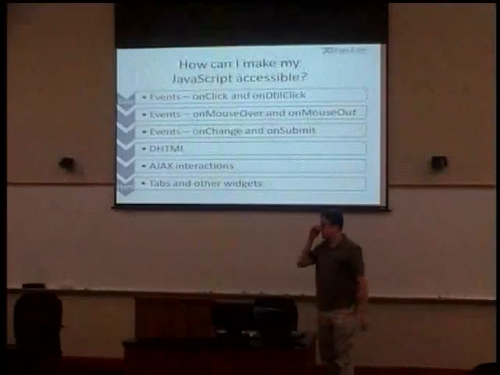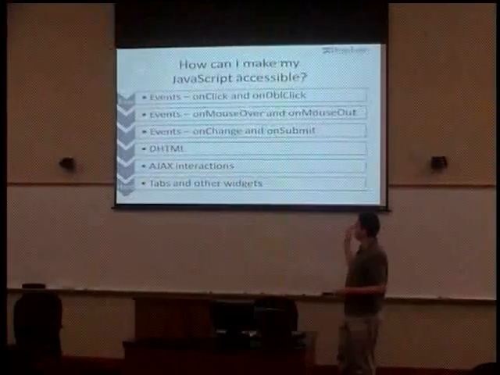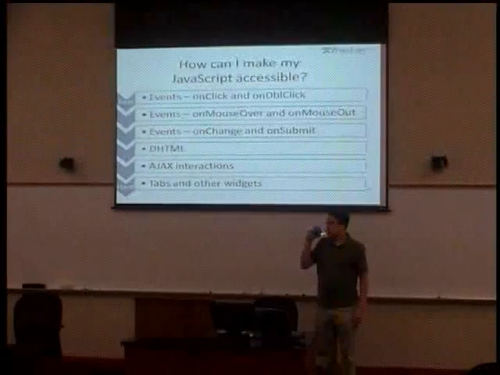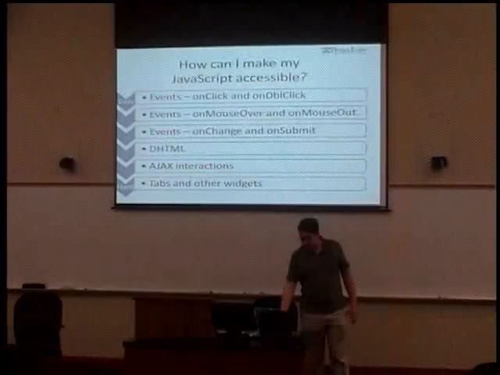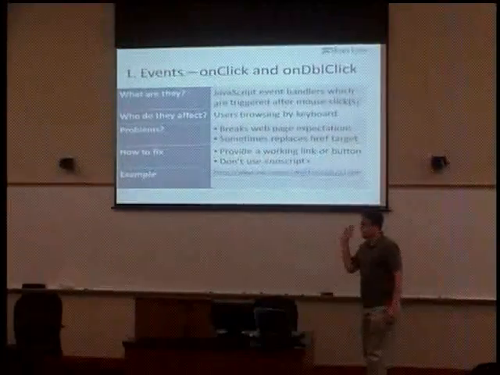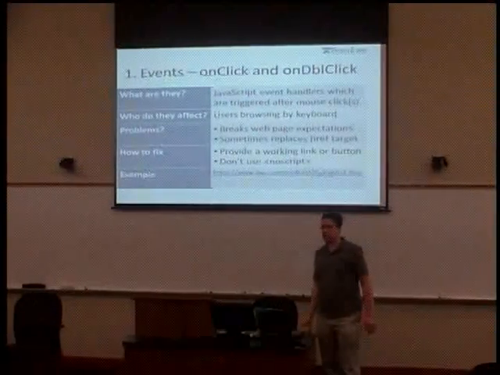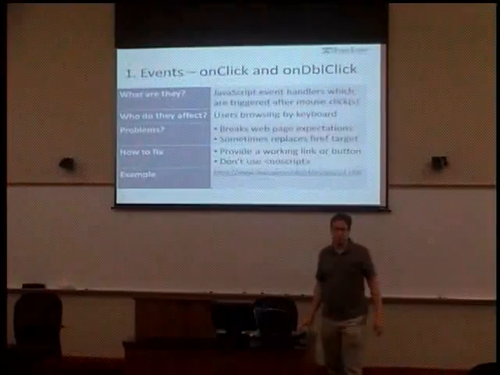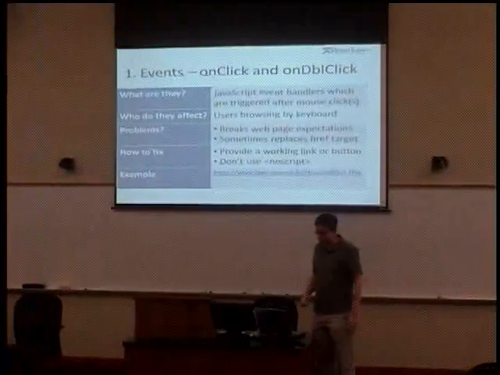So how can you make your JavaScript accessible? I'm going to talk about 6 different areas, going from the easiest changes down to the hardest, starting with the different events in JavaScript, moving on to the HTML and then Ajax, and finally some tabs and other widgets. First, events. JavaScript is an event-based language, so the way it works is you do something in the browser, like click on something. It triggers an event, goes and finds an event handler in JavaScript, executes that piece of code, and returns to the web page.